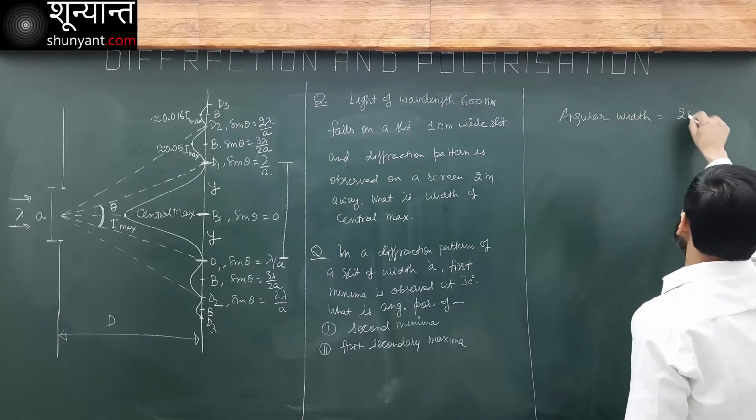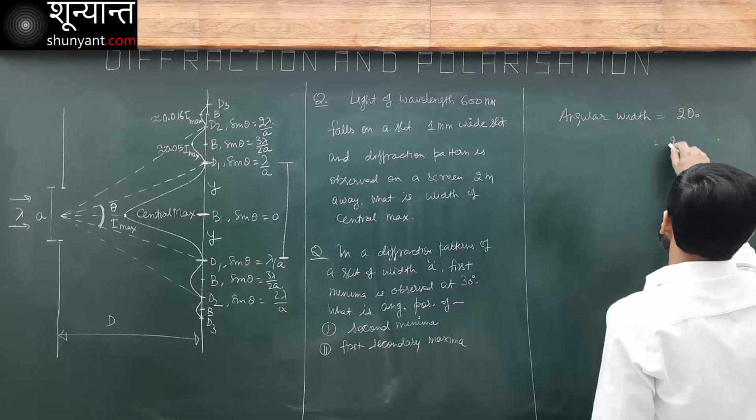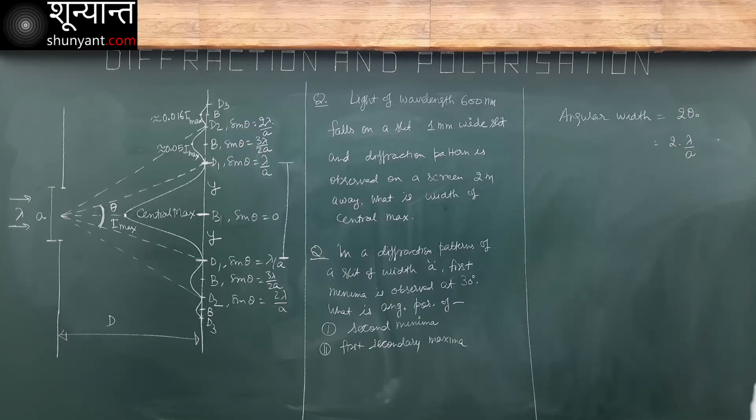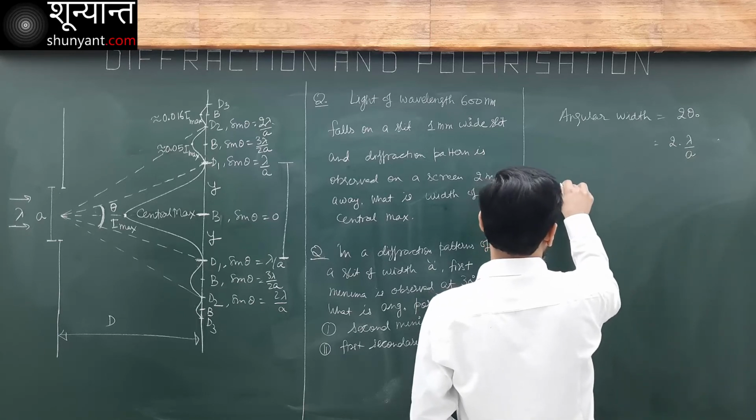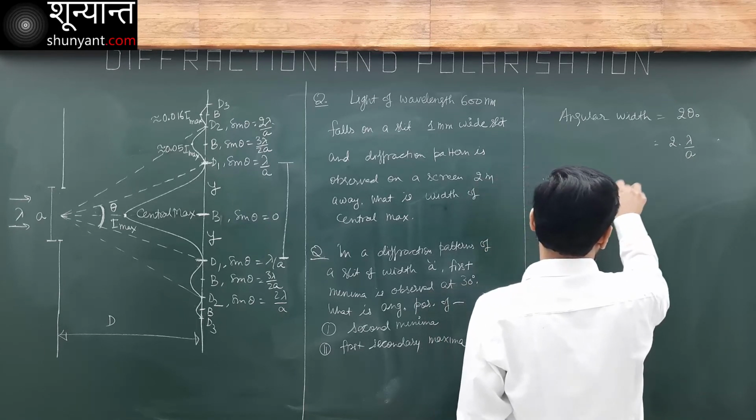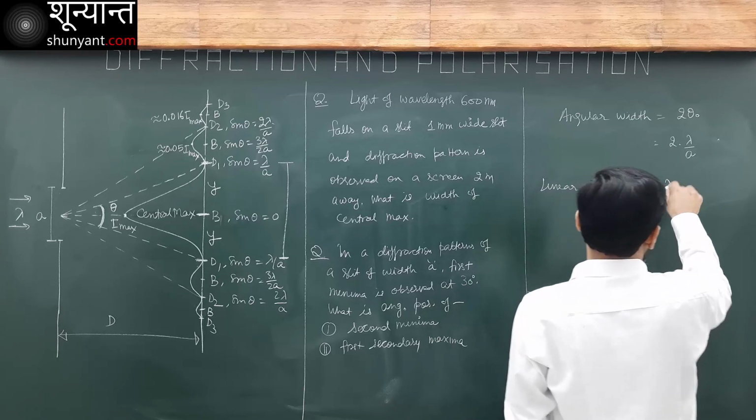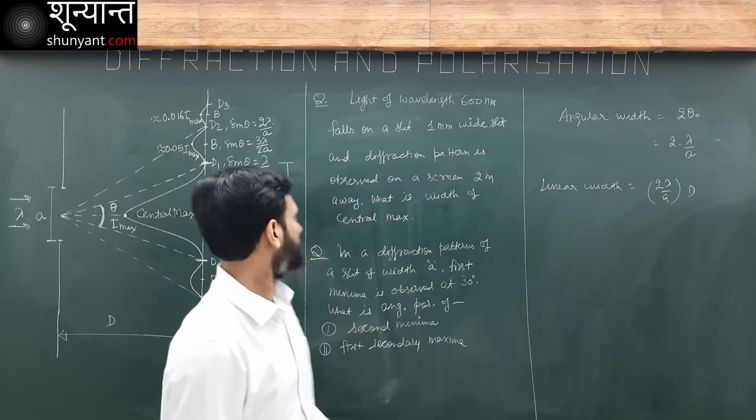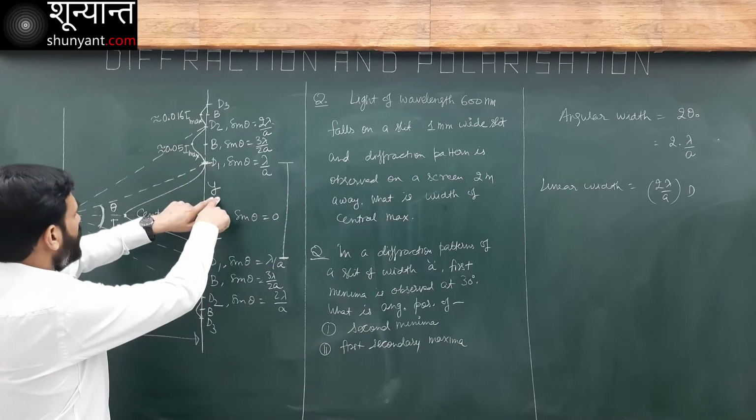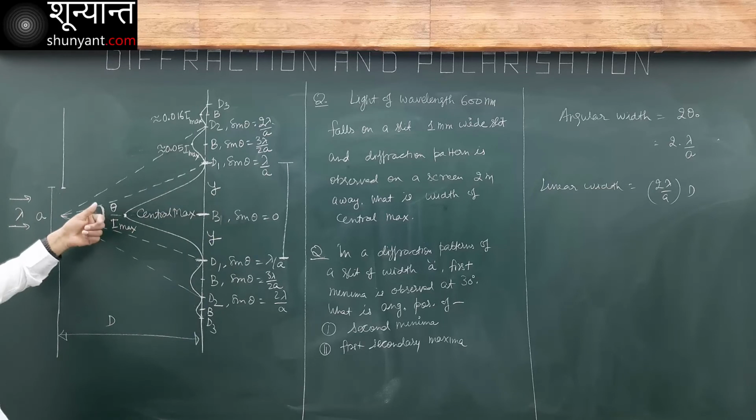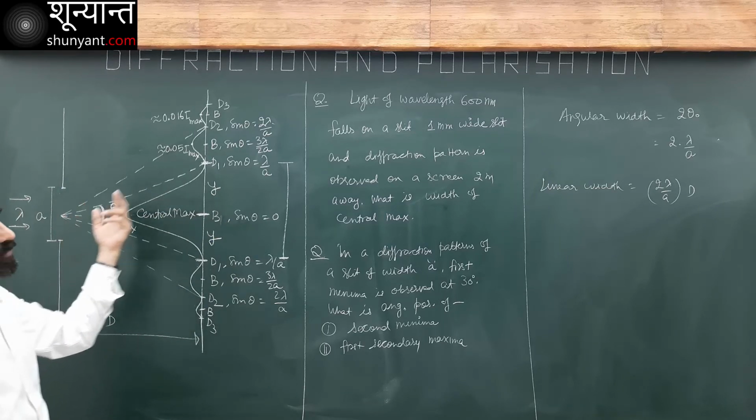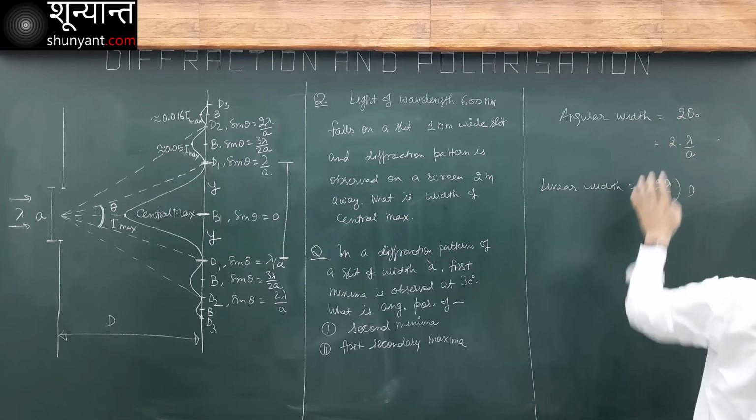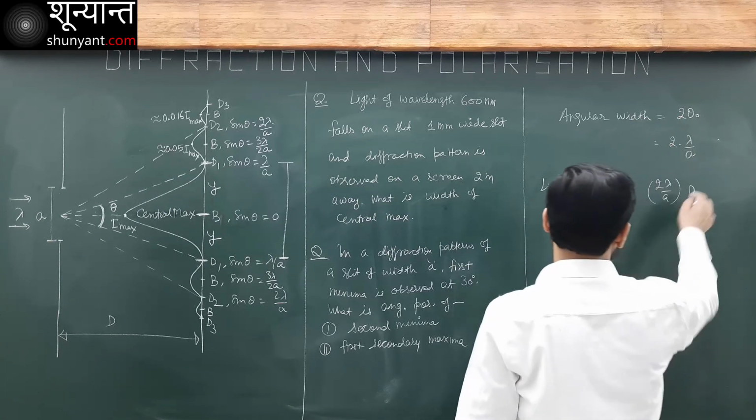is equal to 2 theta naught, let's say, 2 times lambda over a. Linear width is equal to 2 times lambda over a times D. This will be 2y here, so y will be equal to D tan theta. Tan theta will be equal to sin theta, and that's how we can find it. Angular width, this is linear width, which is D times this.